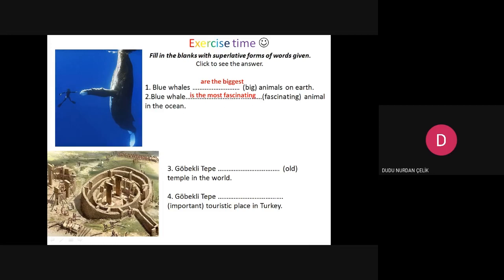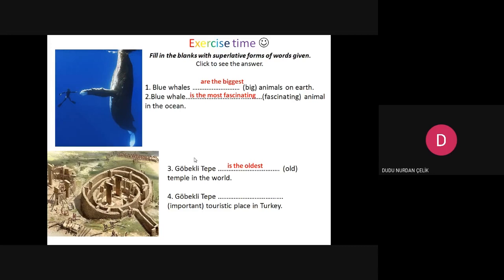I'm sure now you all know about Göbekli Tepe in Urfa. We can say there are a lot of temples in the world. Göbekli Tepe is one of the old temples, and also we can say Göbekli Tepe is the oldest temple in the world. There is no other temple as old as Göbekli Tepe. Others are old, but Göbekli Tepe is the oldest.